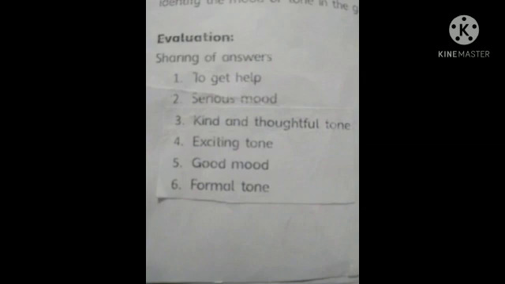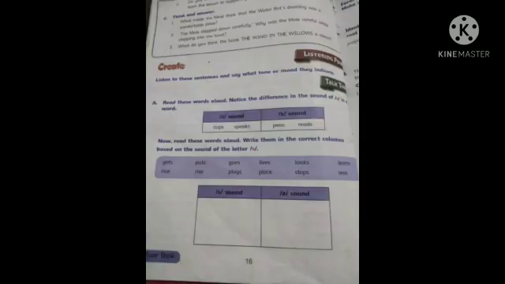Okay, now, on the same page, A part under the heading Talk Time. The question is, read these words aloud. Notice the difference in the sound of S in each word. Now, there is a column, S sound and Z sound are given. So, for example, the first words are cups and speaks. Both words have the S sound. On the other hand, Z sound words are pens and reads.